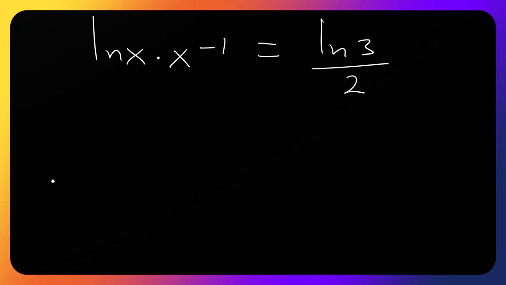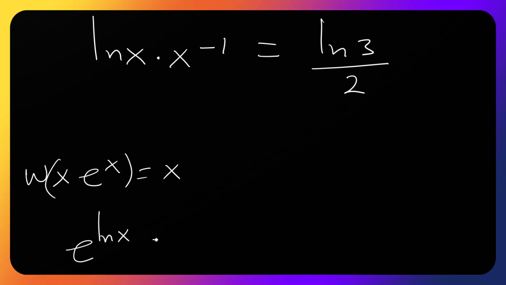Now, when we have x times e to the power x and take the W function, the answer will be x. So before we can continue, we have to apply the Lambert W function. And also e exponent ln of something, the result is that something. So what we are going to do is very simple. We are going to introduce e, which will pave way for the W function here.